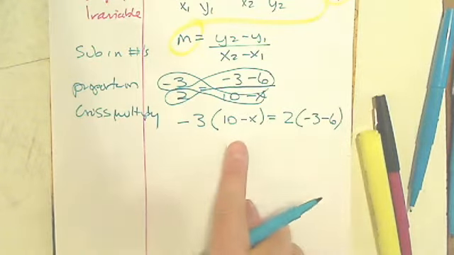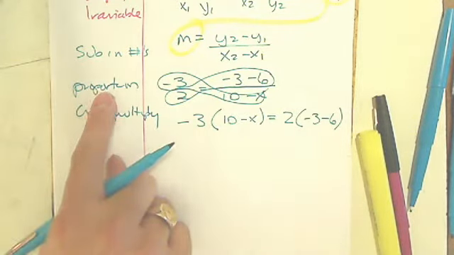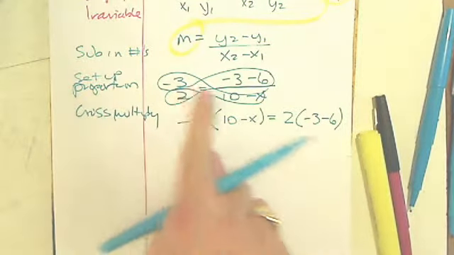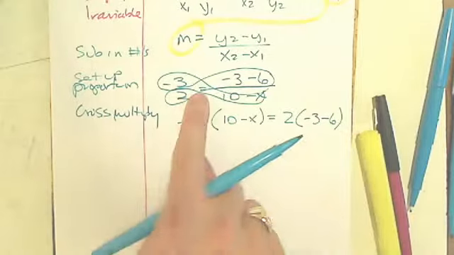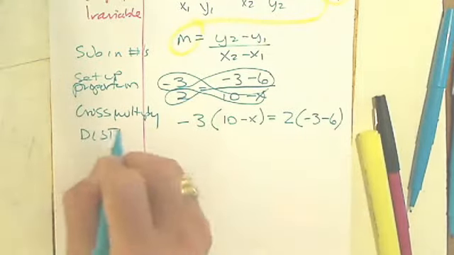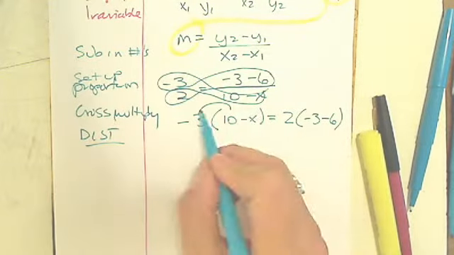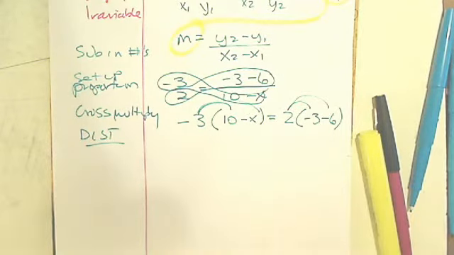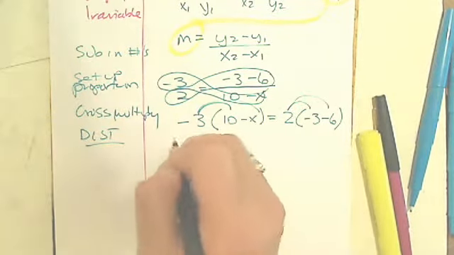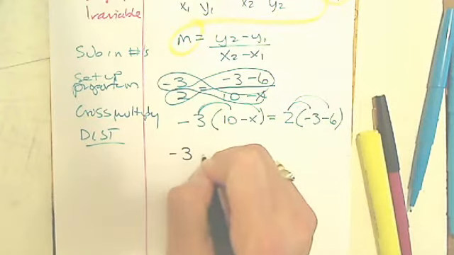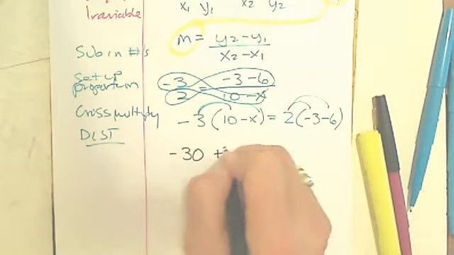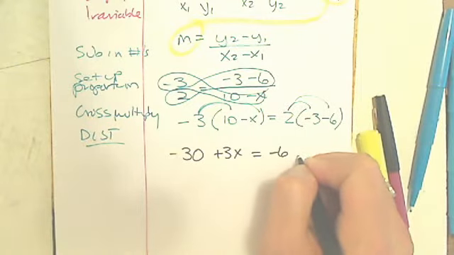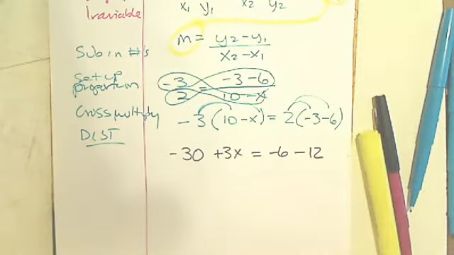What is that word? Proportion. Set up as a proportion. You cross multiply, and then here we distribute. Negative 3 times 10, negative 3 times x, 2 times negative 3, 2 times negative 6. And then you should get negative 30 plus 3x equals negative 6 minus 12.